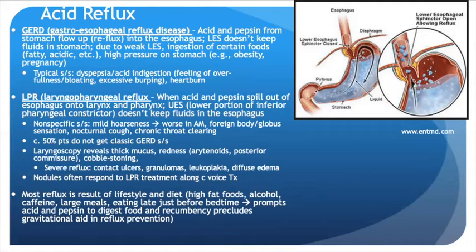Most reflux is the result of lifestyle and diet. So high fat foods, alcohol, caffeine, large meals, eating late just before bedtime, these all prompt acid and pepsin to proliferate in the stomach. And when you're laying on your back, the sphincters don't valve as efficiently. And so it can lead to refluxing into the esophagus and into the pharynx.